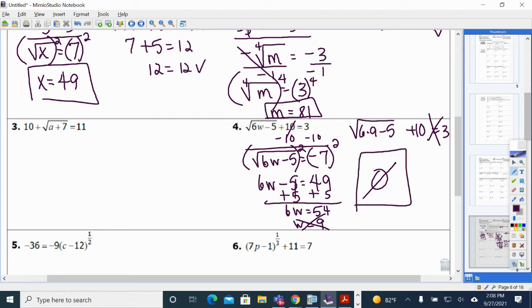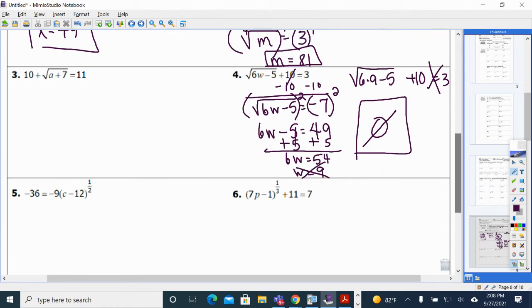Nothing works. So that's precisely why you have to check your solutions. You have to check your solutions. Let's look at number 5 next.